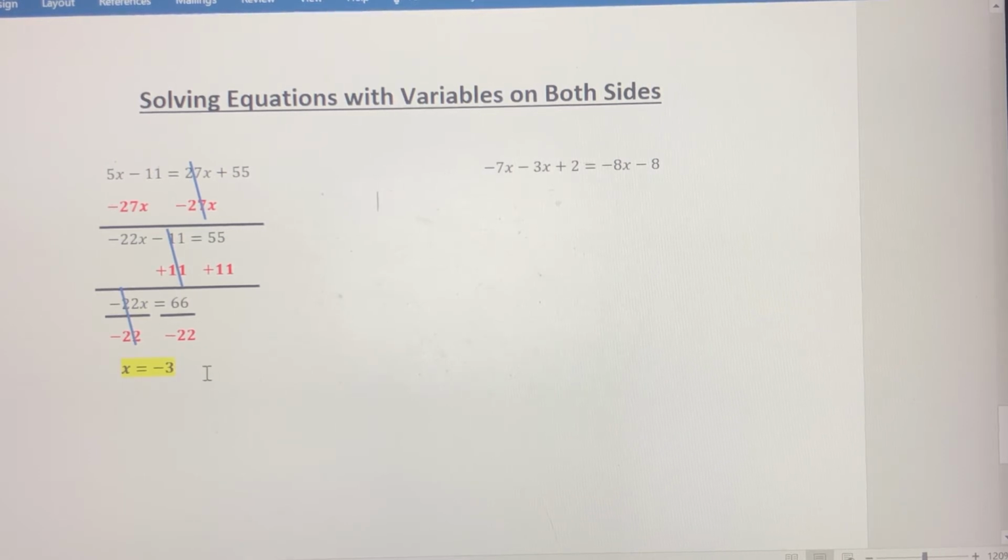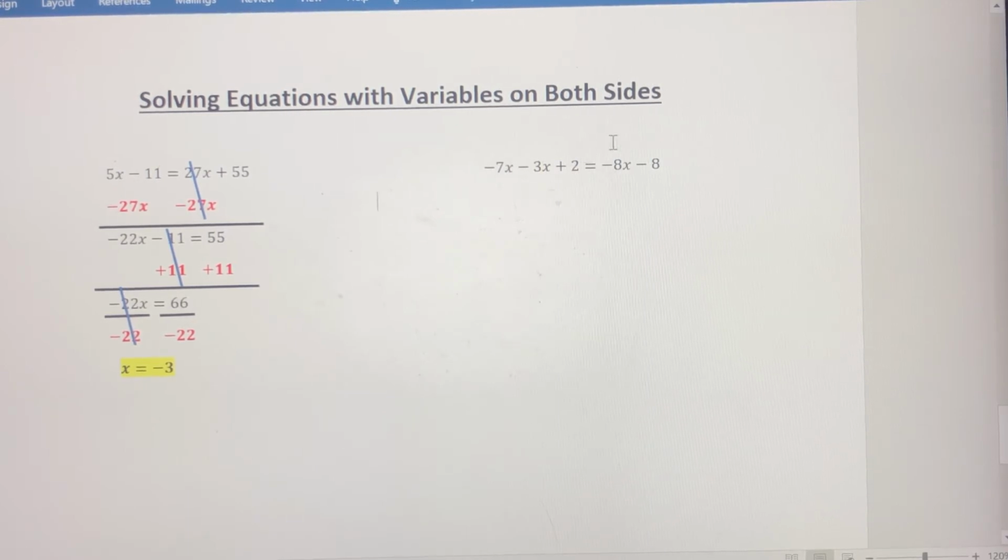All right, you always want to check your work. Plug negative 3 in here for x and in here for x, and what you're gonna get is a negative 26 on both sides. I'll let you do that work on your own.